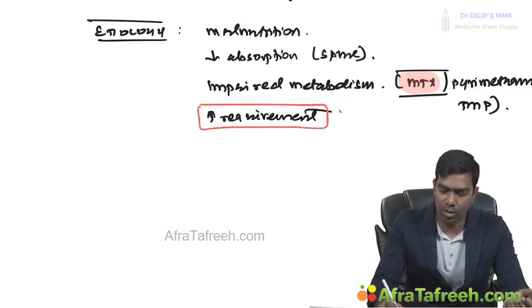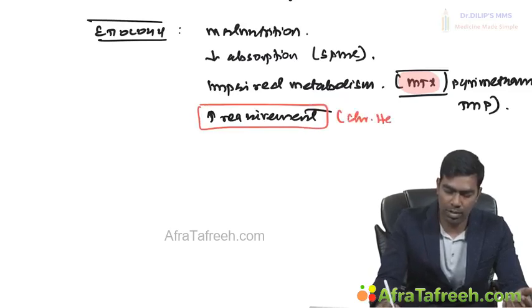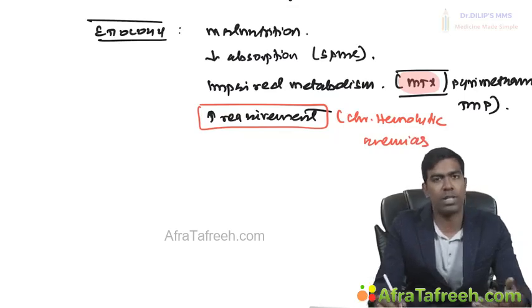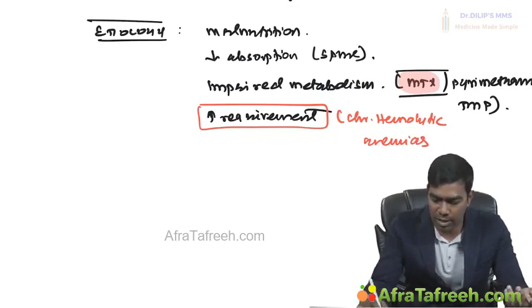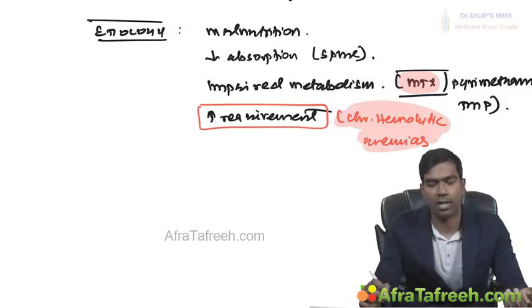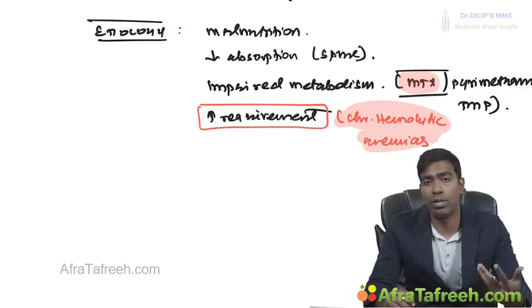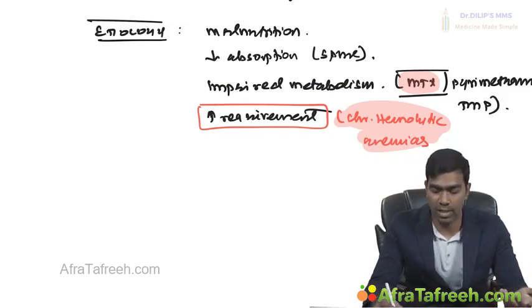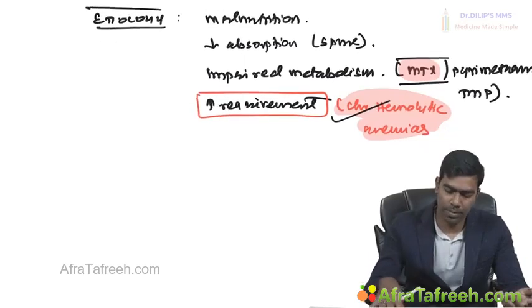In that, a very important point is the chronic hemolytic anemias. In any chronic hemolytic anemia, the requirement of folate increases. That is because of the increased RBC turnover, very important. That is the reason why folate supplementation is mandatory in any chronic hemolytic anemia. The stores are only going to last for a very short time. That is the reason why in chronic hemolytic anemias, giving folic acid is extremely important.